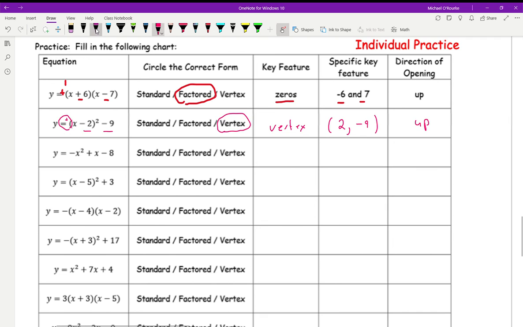Then lastly, I have a standard form one here. Standard form gives me my y-intercept. My y-intercept is my last number here. It's going to be -8. And I have a negative here, so it's going down.